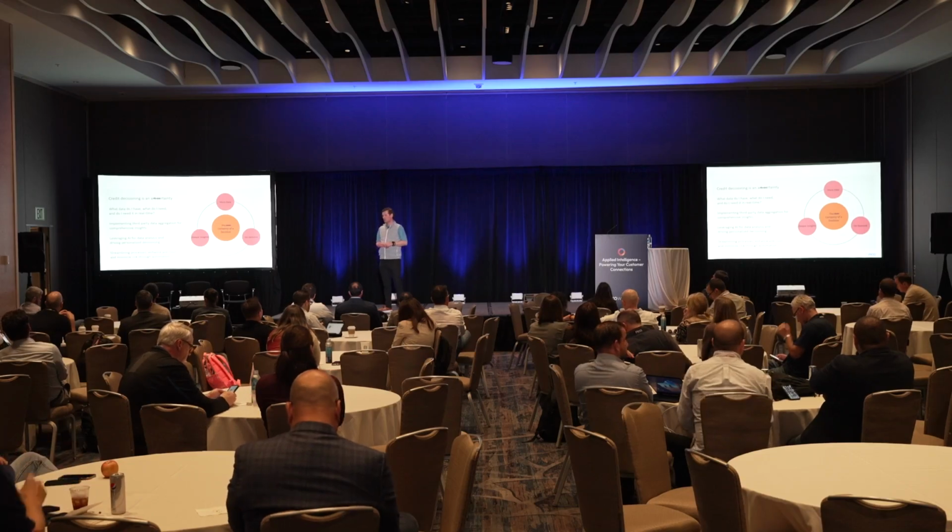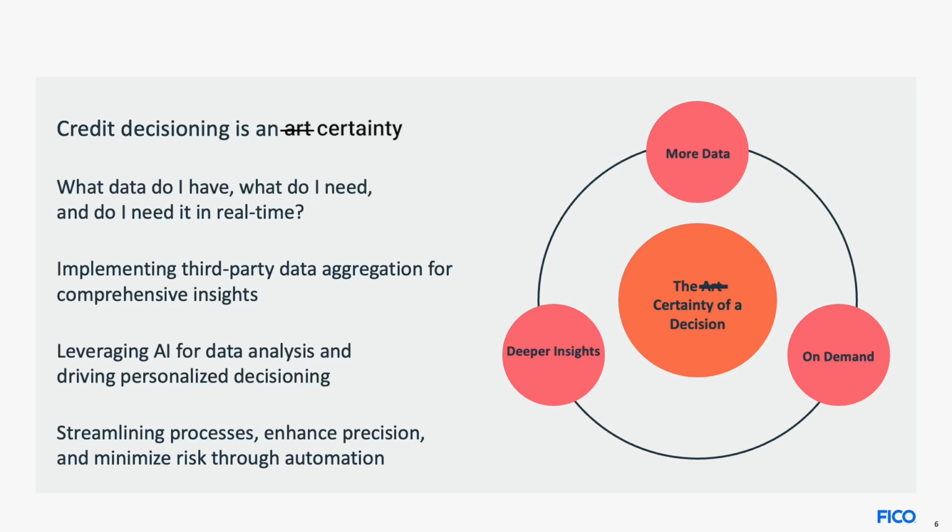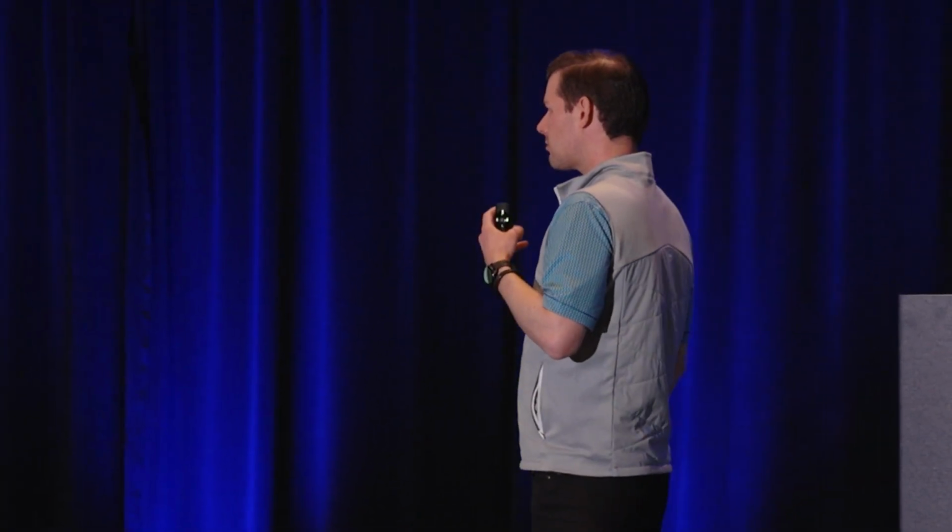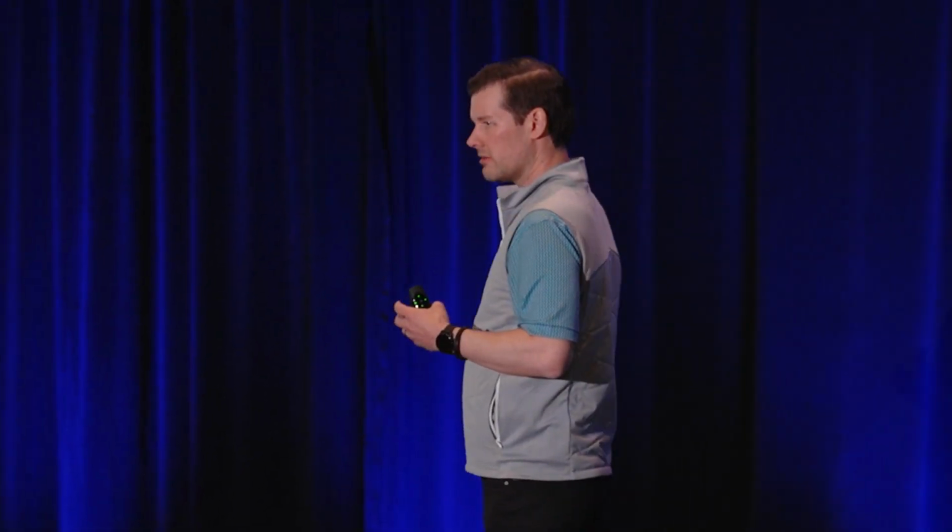So the first thing we're going to talk about is credit decisioning. We had a debate internally. We had this diagram on the right side that I've used in a lot of different scenarios, and it's always entitled The Art of a Decision. And we had this conversation about credit decisioning specifically. Do we consider this truly an art?